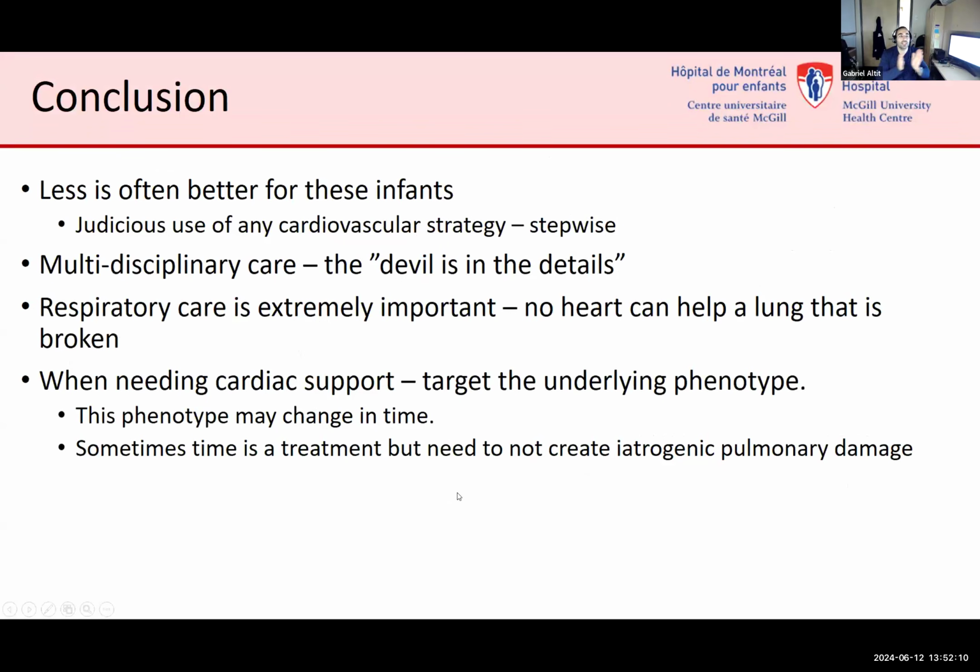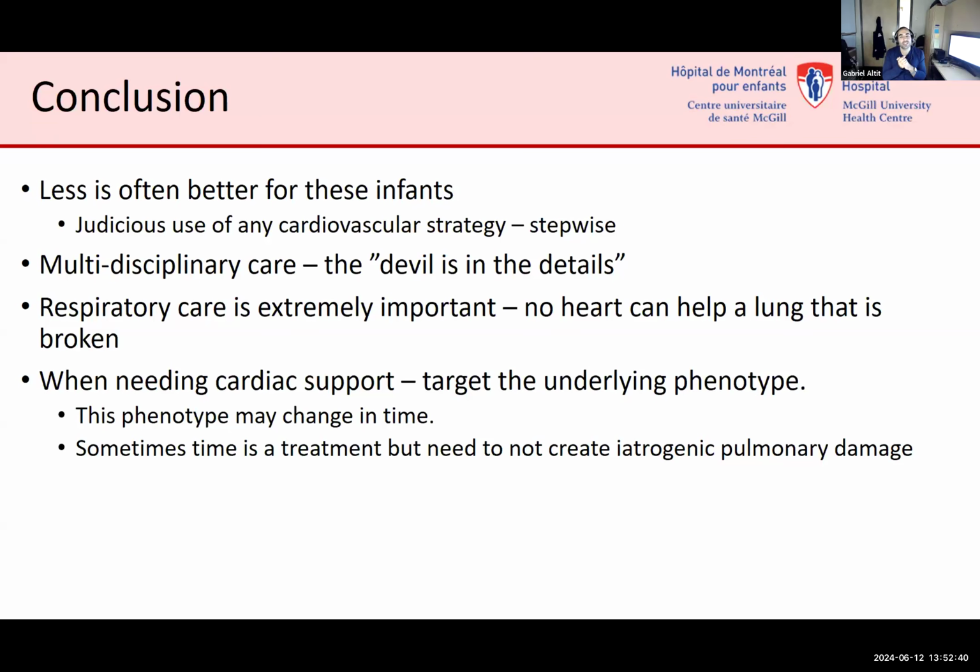So my conclusion is that for these babies, less is often better, and judicious use of any cardiovascular strategy should be introduced stepwise and based on the underlying physiology. I do think that the multidisciplinary care is very important and that the team should be fusional around these patients because really the devil is in the details. I think the respiratory as much as the heart are very important. I think no heart can help a lung that is going to be completely broken.